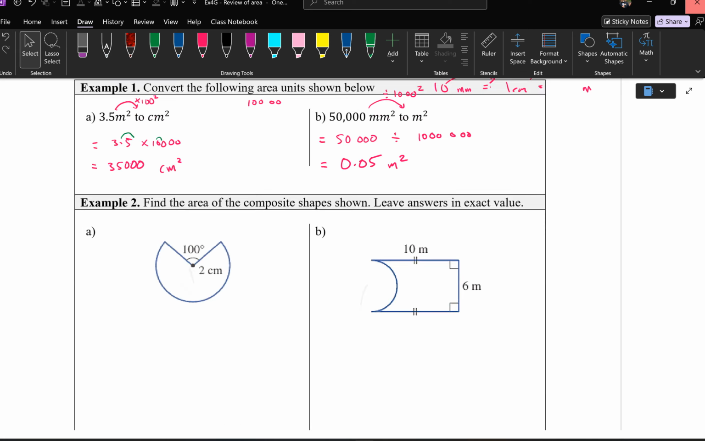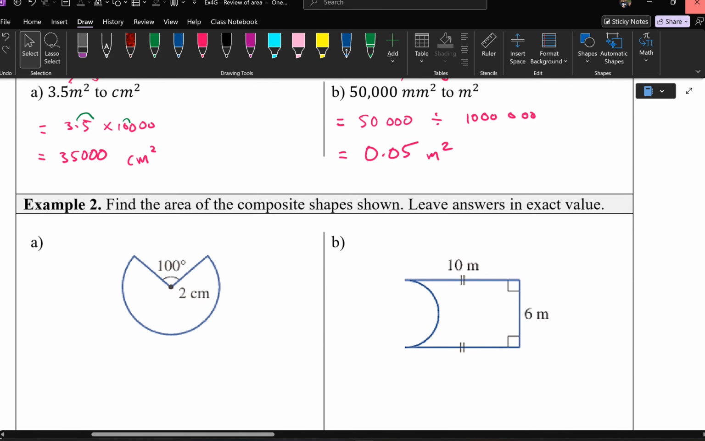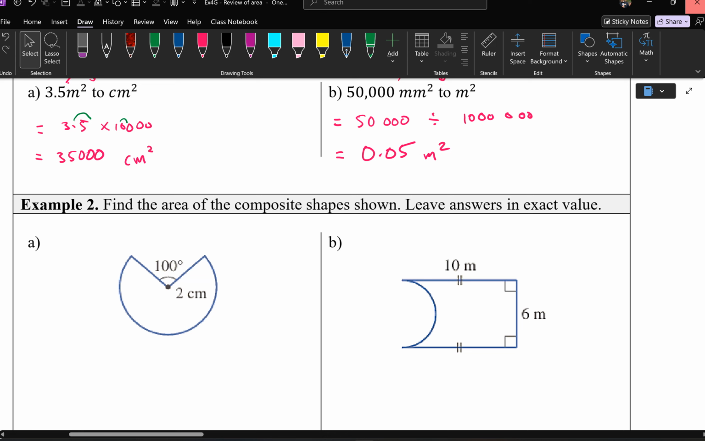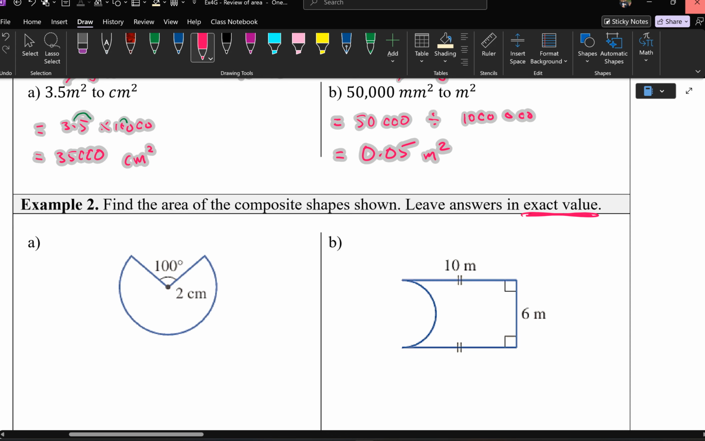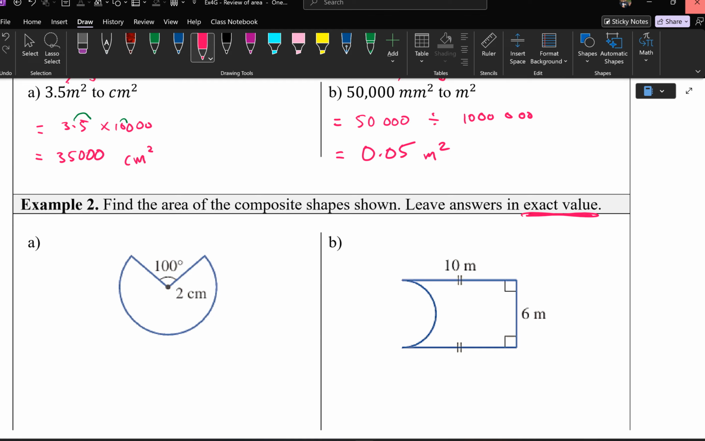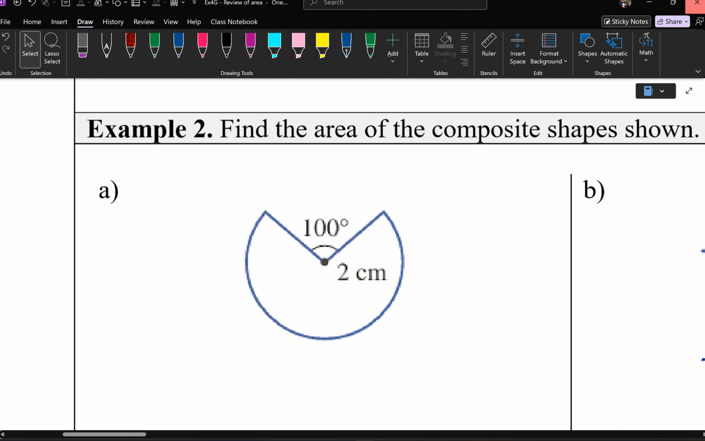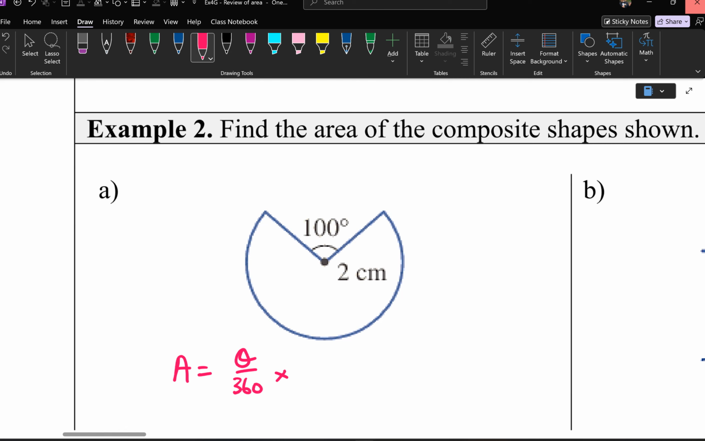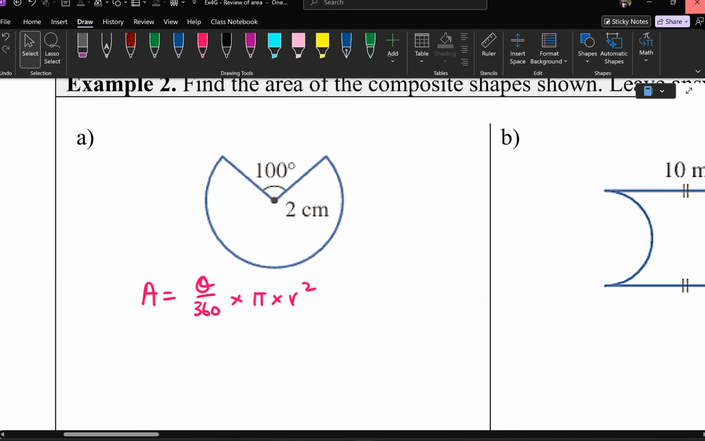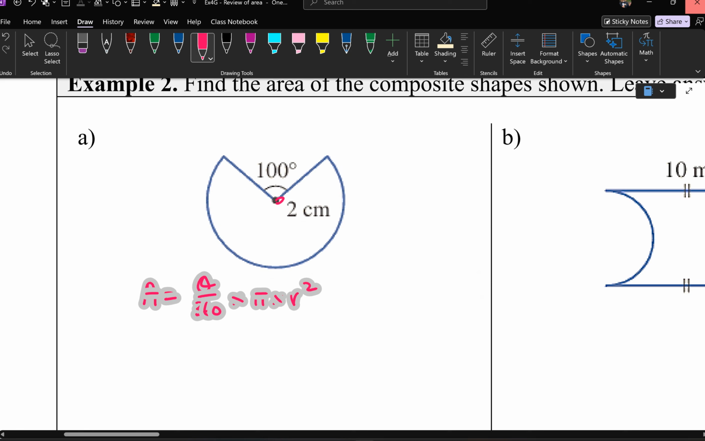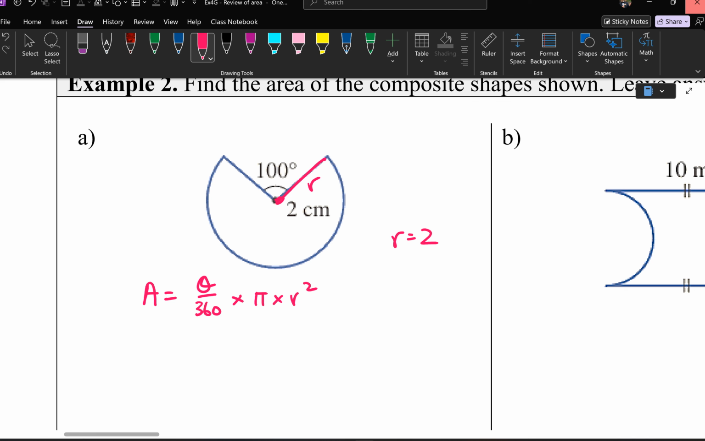All right, so let's have a look at the next one. The area of the composite shape shown, leave answers in exact value. This means don't change it to decimals. Okay? Let's do this one. A, this is clearly a sector. We know the area of a sector is theta over 360 times pi times the radius squared. What is my radius here? Let's go with Mira. 2, very good. This says here, from here to here is 2, so that's my radius.